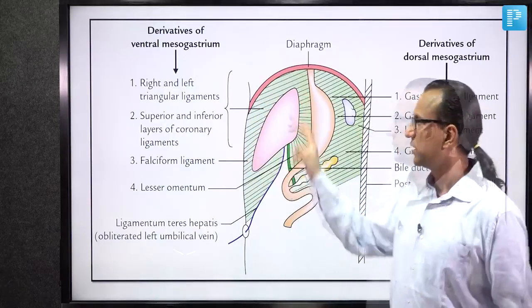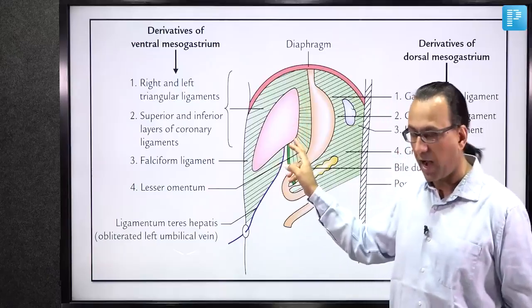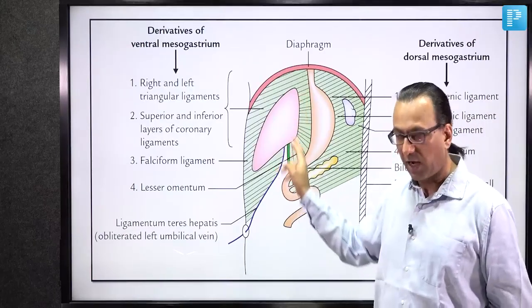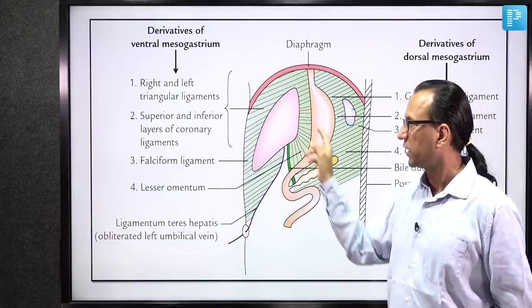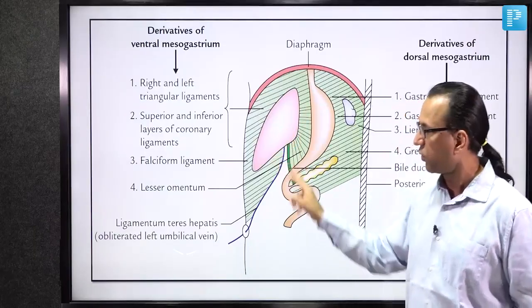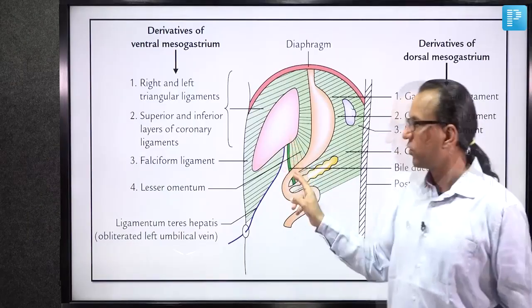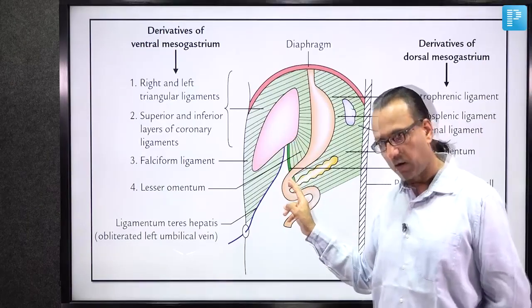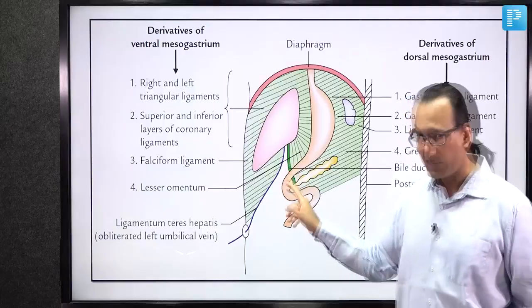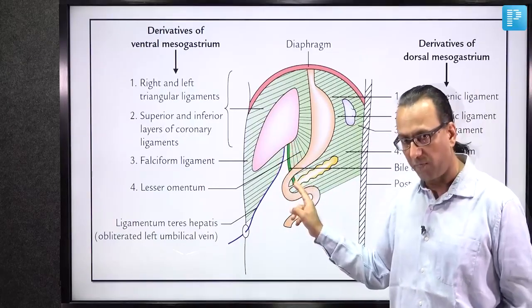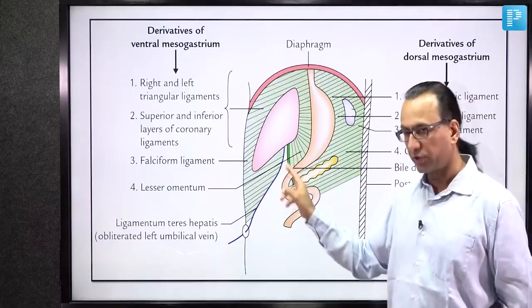This lesser omentum is attaching to the porta hepatis of liver, and it has two parts. One part is called the hepatogastric ligament, attaching to the lesser curvature of stomach, and the other part is called the hepatoduodenal ligament, attaching to the first part of the duodenum. It is the hepatoduodenal ligament part of the lesser omentum containing the DAV structures. D for duct, the bile duct, A for artery, the hepatic artery, and V for the vein, the portal vein. We'll talk about the DAV structures once again.